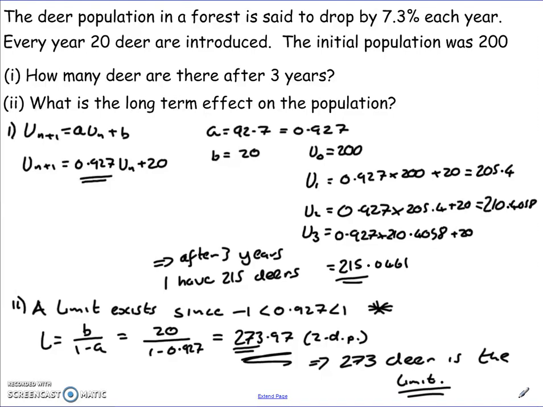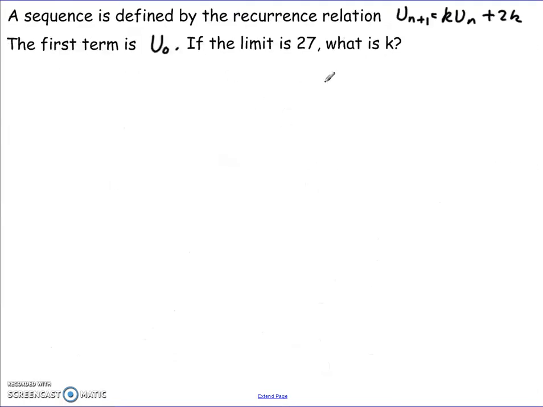Now this is how we'd work through a limit question and how we'd work it out from there. We have to be able to do this, follow the steps through, and get a good answer for it. Now another thing we're able to do is use the limit and work back the way to find coefficients if we know something exists. So let's imagine I put the statement to you. The sequence is defined by the recurrence relation un plus 1 equals kun plus 2k. First term is just given by u0. If the limit is 27, what is k? So imagine I give you a scenario like this, and we want to know what k is.